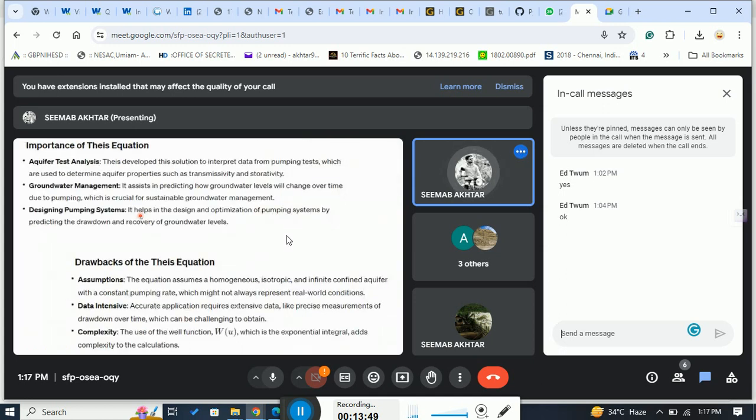Importance of Theis's equation. It is used in aquifer tests, groundwater management, and designing pumping systems. Drawbacks of the equation: it is based on assumptions, is data intensive, and is complex. The use of the well function, which is an exponential integral, adds complexity to the calculation.